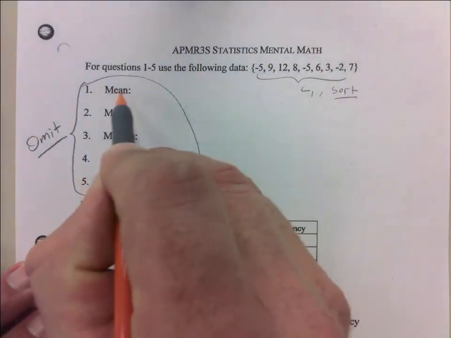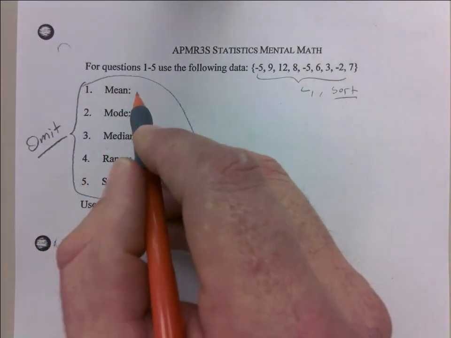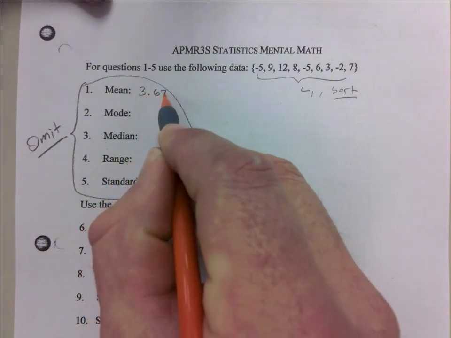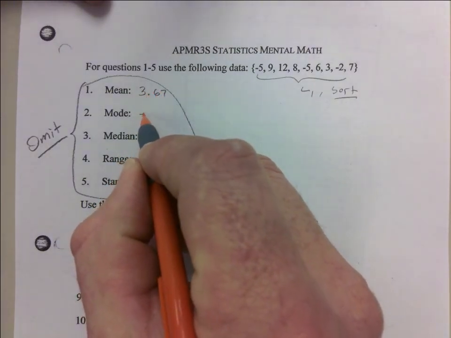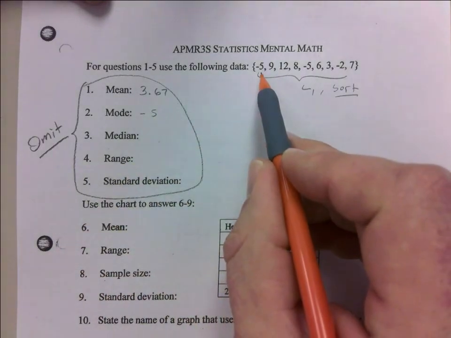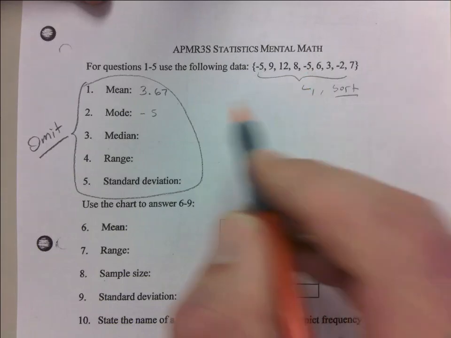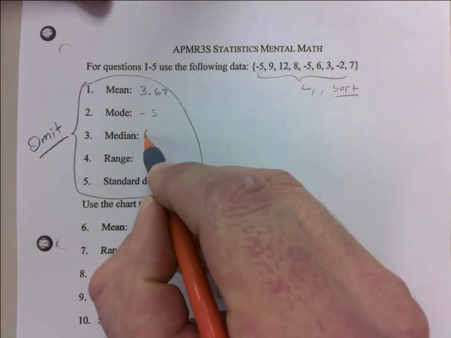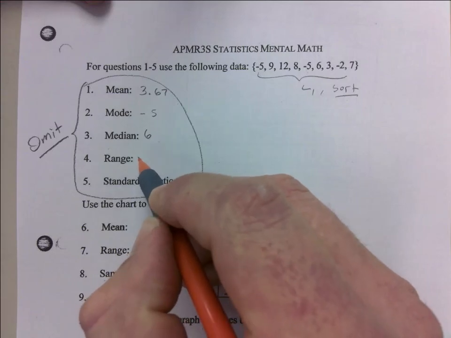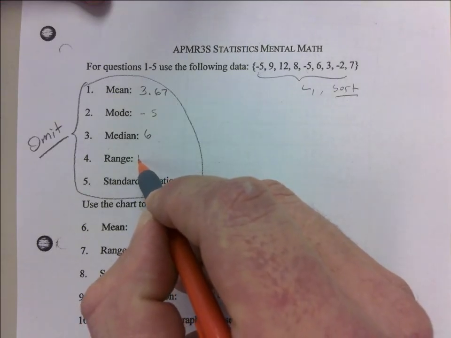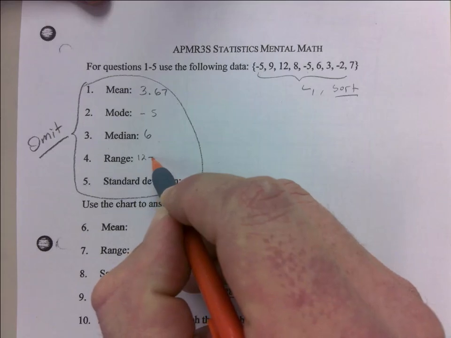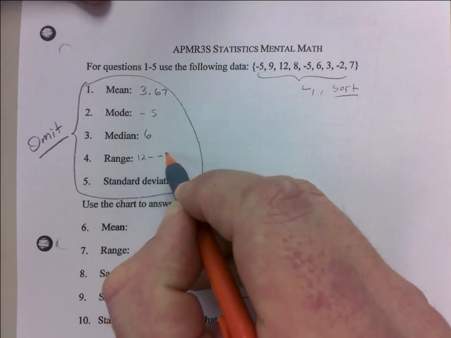L1, sort. The mean, we don't have units here, so it's just 3.67. The mode is -5. -5 shows up, I can tell that it shows up twice. The median is 6. The range, this is where it gets tricky. You go largest minus the smallest value, which is -5.